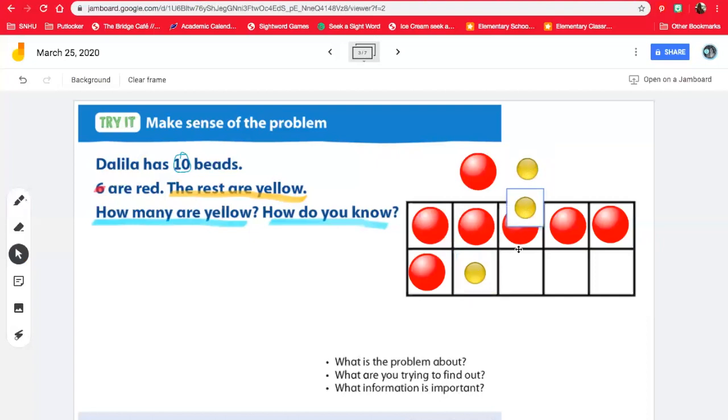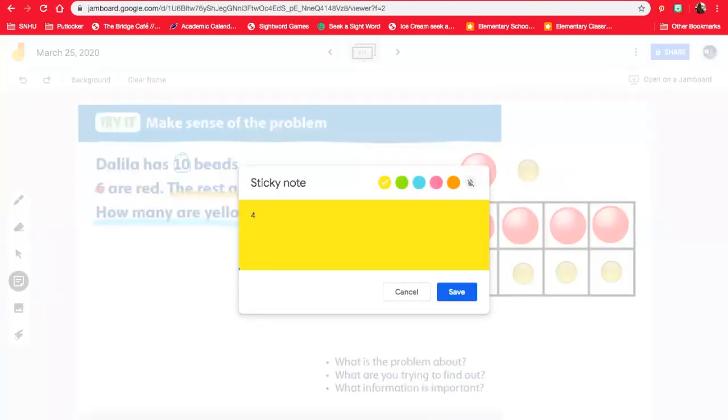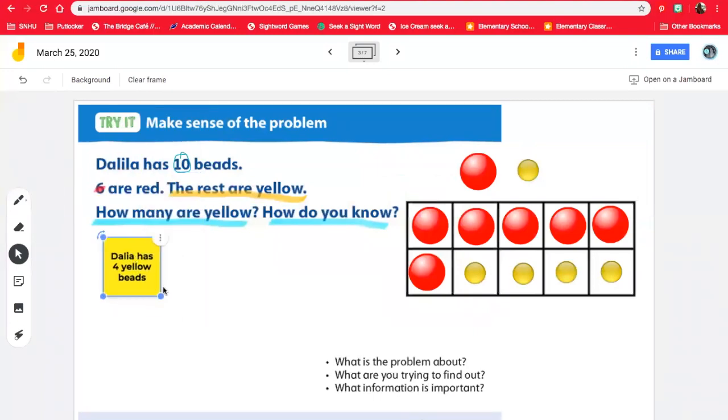1, 2, 3, 4. How many yellow beads do I have? I have 4 yellow beads. So 4, actually, we're going to do this. It'll be much easier. I have 4, or Dahlia has 4 yellow beads. There we go. Now we got our answer written.